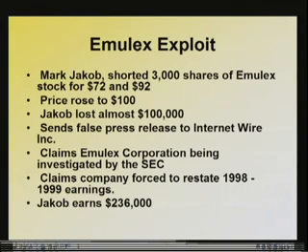Another example was Emulex, where Mark Jacob had shorted these shares in Emulex, but the stock rose, and so he lost money. And so he, I guess, had formerly worked at Internet Wire, and he still had an account there. He sent out a false press release claiming that this corporation was being investigated by the SEC, being forced to restate 1998-99 earnings, and as a result of this manipulation, made $236,000.